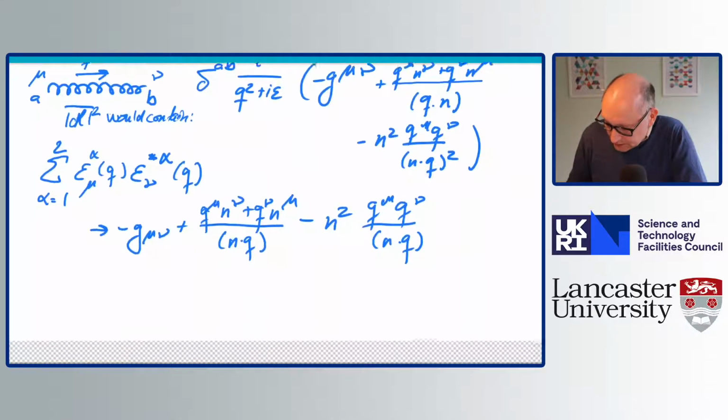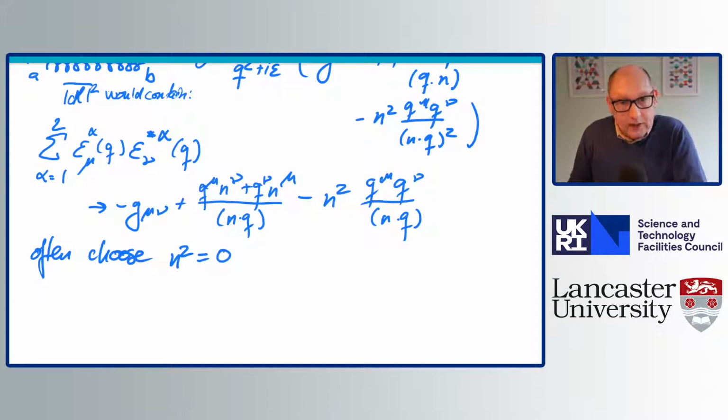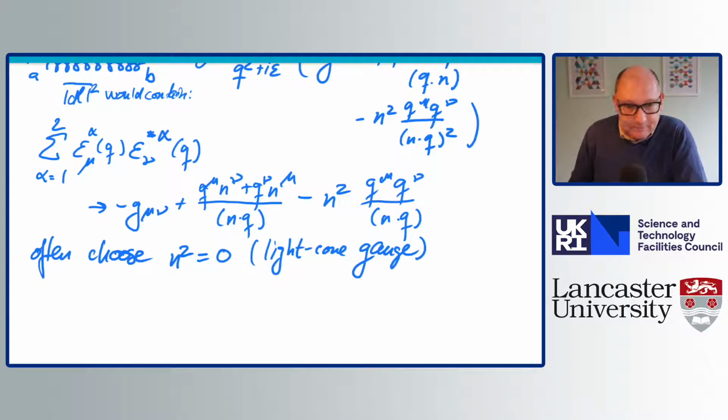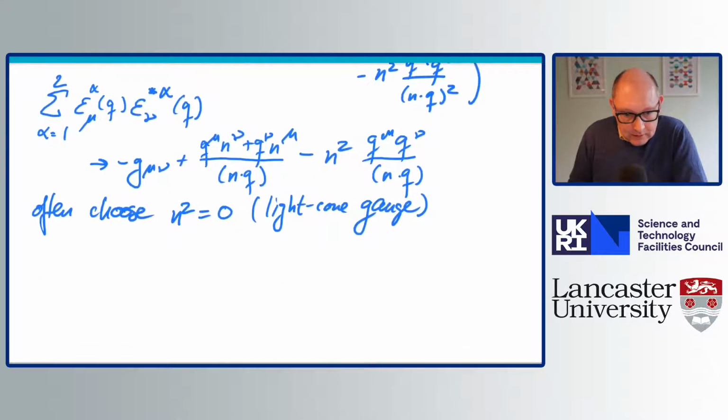Now, this of course simplifies if we choose a vector, a null vector, one that has n squared equals 0, a light cone gauge. So then, of course, the last term here vanishes.